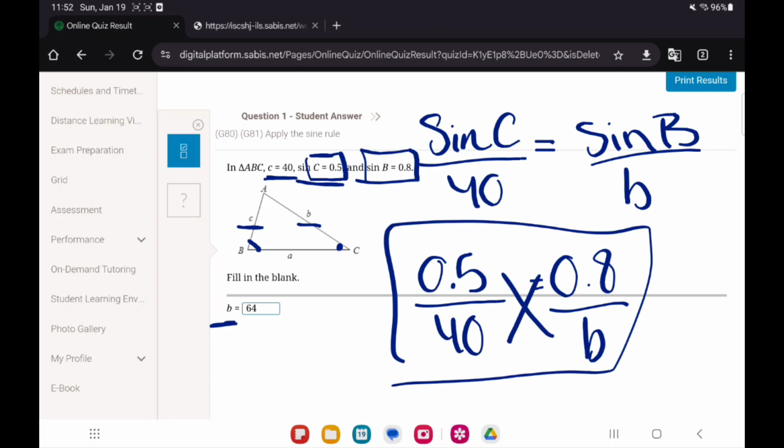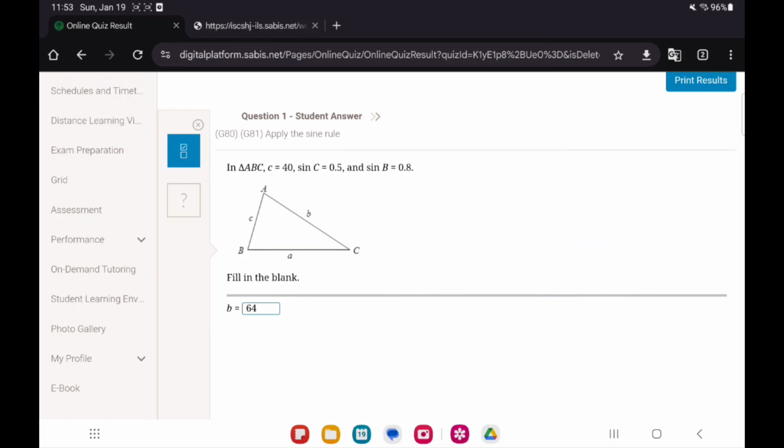Now we just cross multiply, and just use your calculators. Calculators are allowed. So 40 times 0.8 divided by 0.5, and you get 64. And that's the answer. That's literally it.